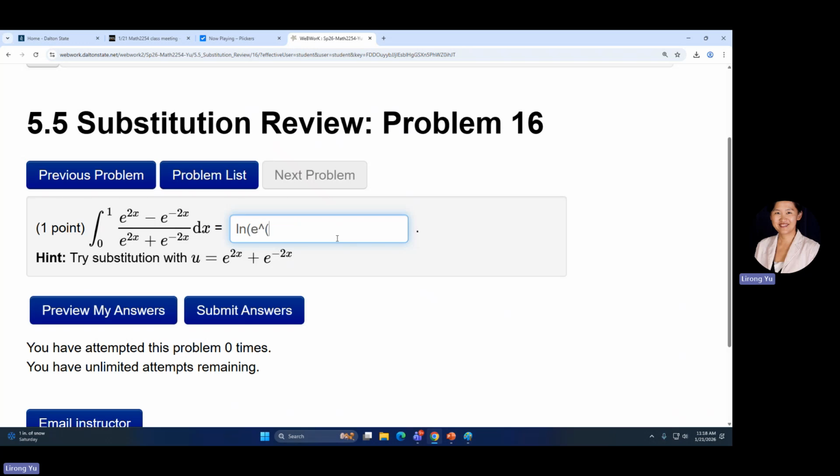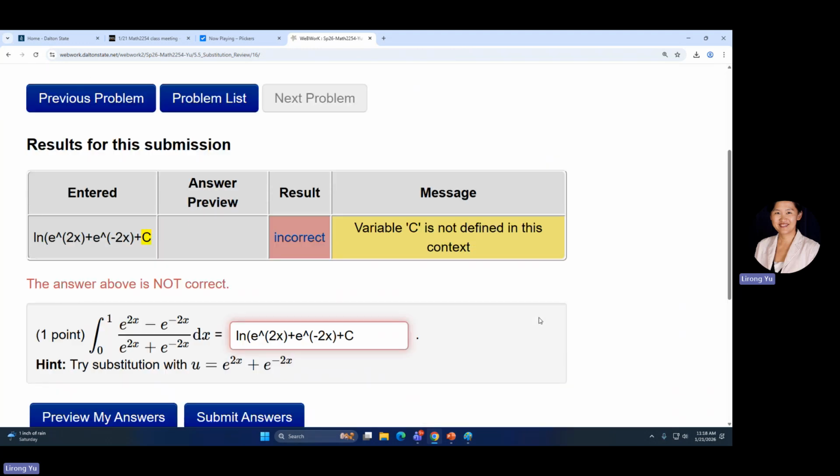So e to the 2x plus e to the negative 2x plus c. That's a definite integral, I see. So we should plug in the numbers. We will plug in 1 for x. When x equals 1, 2x equals 2.